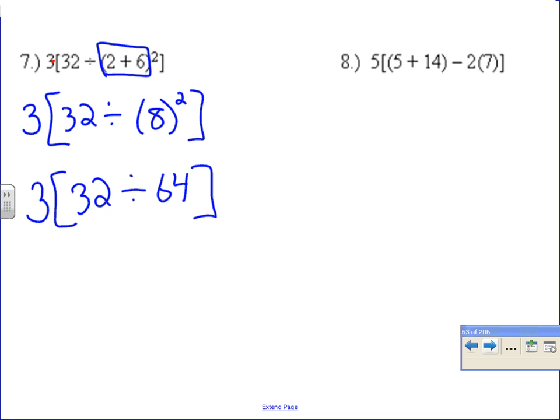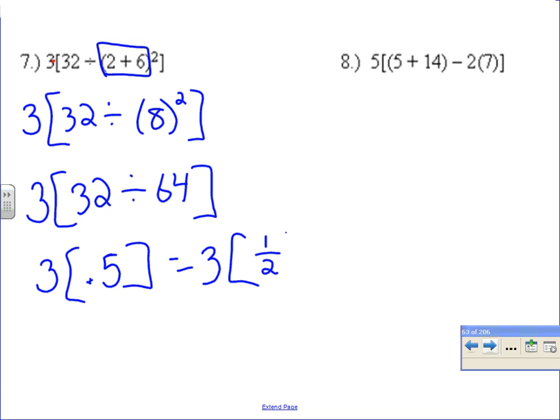Now here's the weird part. Now I need to take care of what's in the brackets. What is 32 divided by 64? Zach? Good. 0.5 or 1/2, however you want to think of it. What's 3 times half, Mary? Think about it as 3 times 1/2. So 1.5, or how else can we write our answer? This is giving us a little preview to the next chapter. Alyssa? Good, 1 and 1/2.